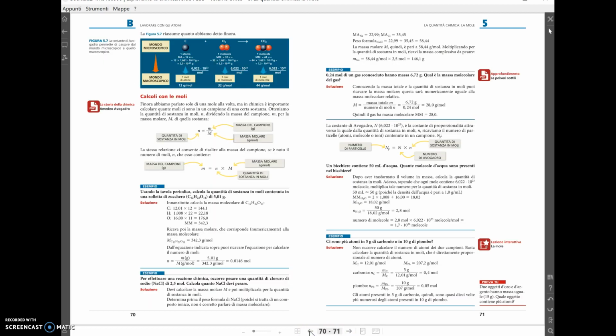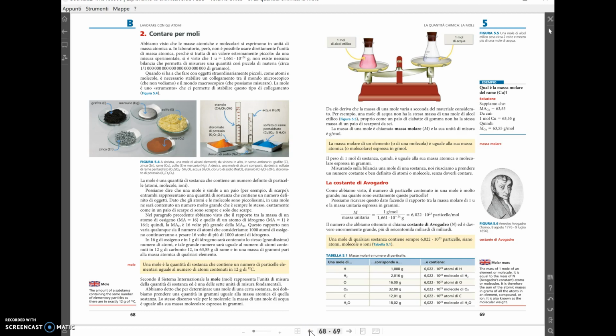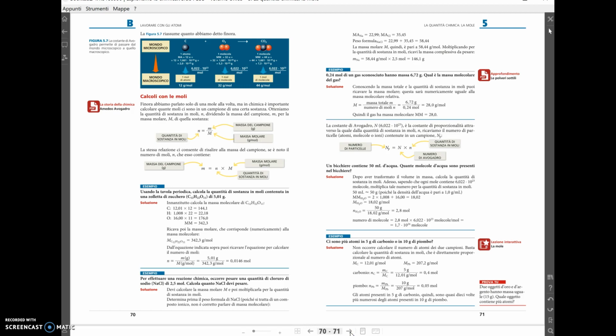B. Counting with moles. The mole is the unit of measure for the amount of a substance in the International System of Measurements, SI. A mole is the amount of substance that contains a number of particles, atoms, molecules, or ions equal to the number of atoms in 12 grams of carbon-12.